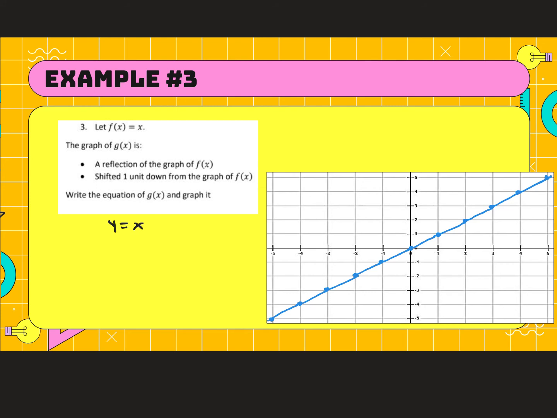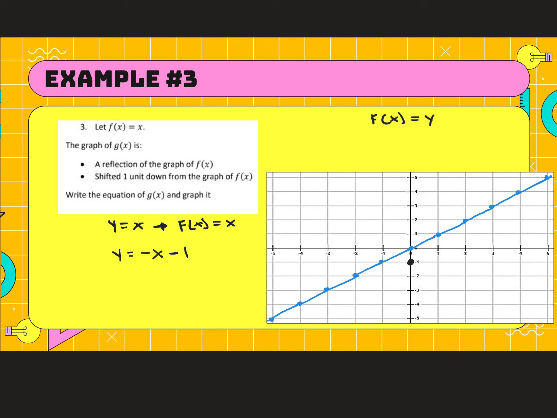So if we look at the parent function, and again, we can write that as f of x is equal to x, because remember f of x and y are the same. Starting with our parent function, since it is a reflection, we have y equals negative x. And then we're shifting it down 1 unit, so we have minus 1. Negative 1 is our y-intercept, not our slope.